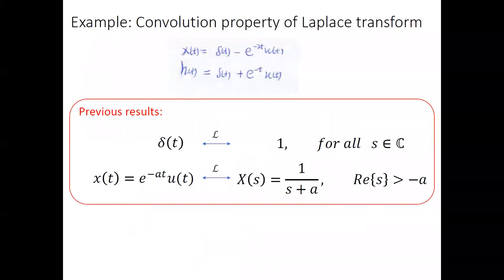Now let's understand this property with an example. We have two signals. Both signals are combinations of delta t, the unit impulse, and a right-side exponential signal. We learned from the last lecture that the Laplace transform of delta t is just a 1 everywhere on the 2D complex plane, so for all s. And this is the result we used multiple times. Try to apply the convolution property to calculate the Laplace transform of x convolved with h. Try to do it yourself, and we will review it in 2 minutes.